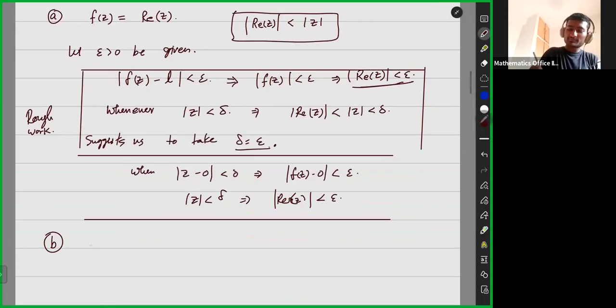Okay, B is wrong. Why? Because 1 by n goes to 0, but f of 1 by n, which is equal to n, does not have a limit, while 1 by n tending to 0 does.